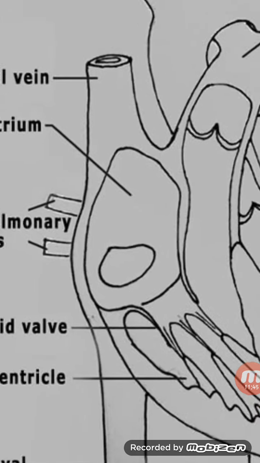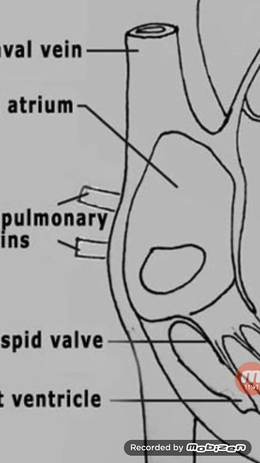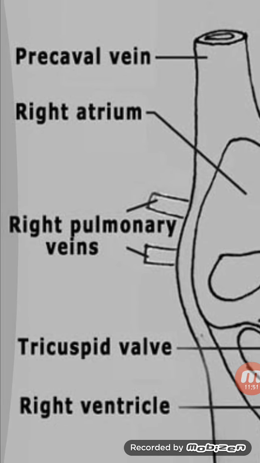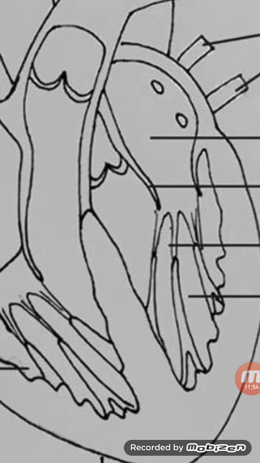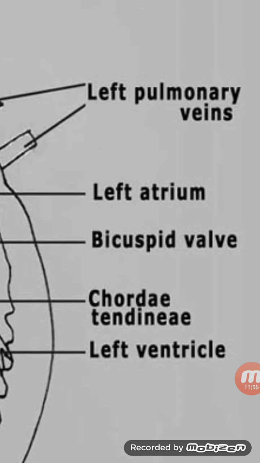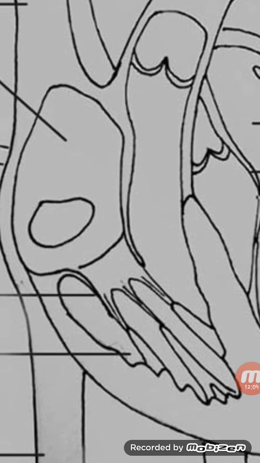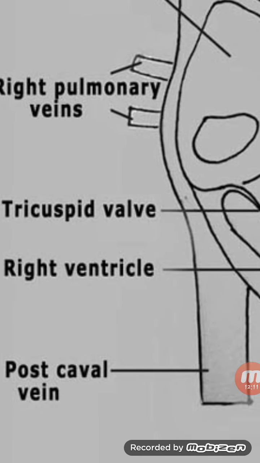See here, this is right atrium. This right atrium receives deoxygenated blood from different parts of the body. See here, this is left atrium. This left atrium receives oxygenated blood from each lung through two pulmonary veins. Both atria and ventricles are separated by, see here, atrioventricular septum.